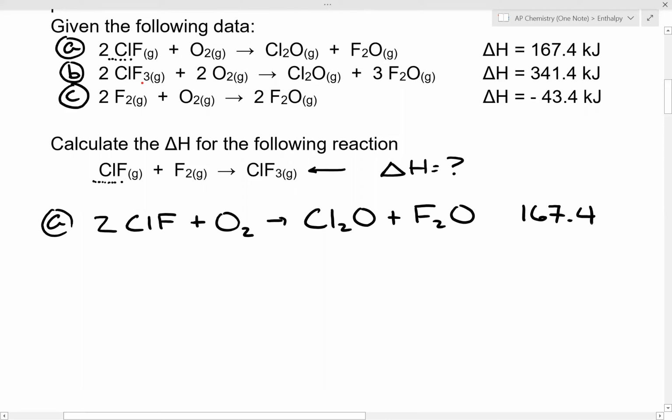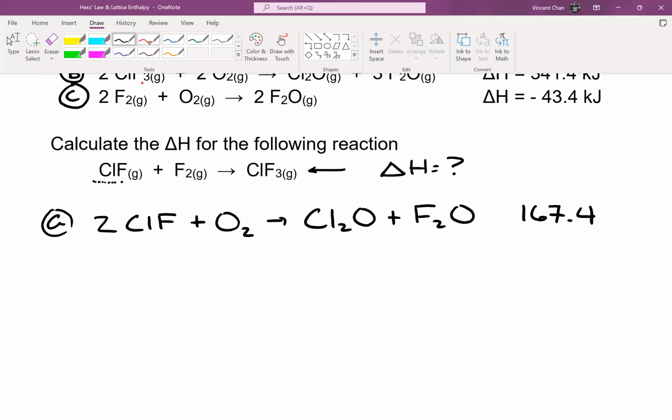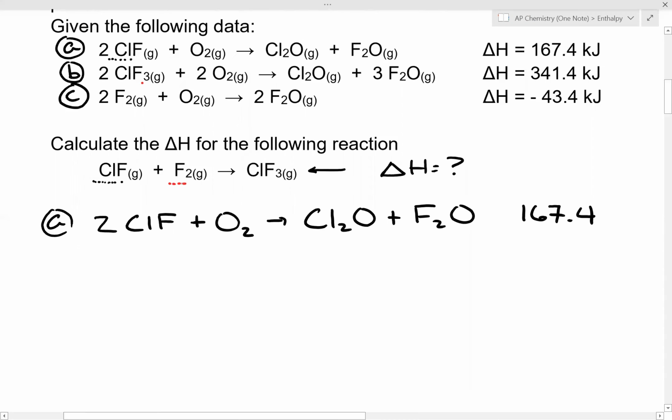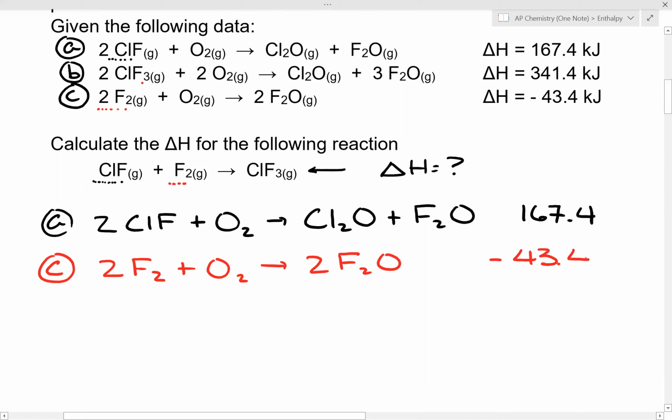167.4. Now, notice we have F2 as a reactant in the overall equation, and we have F2 as a reactant here. So if we look at equation C, it'll be 2F2 plus O2 gives you 2F2O, and here delta H would be negative 43.4.